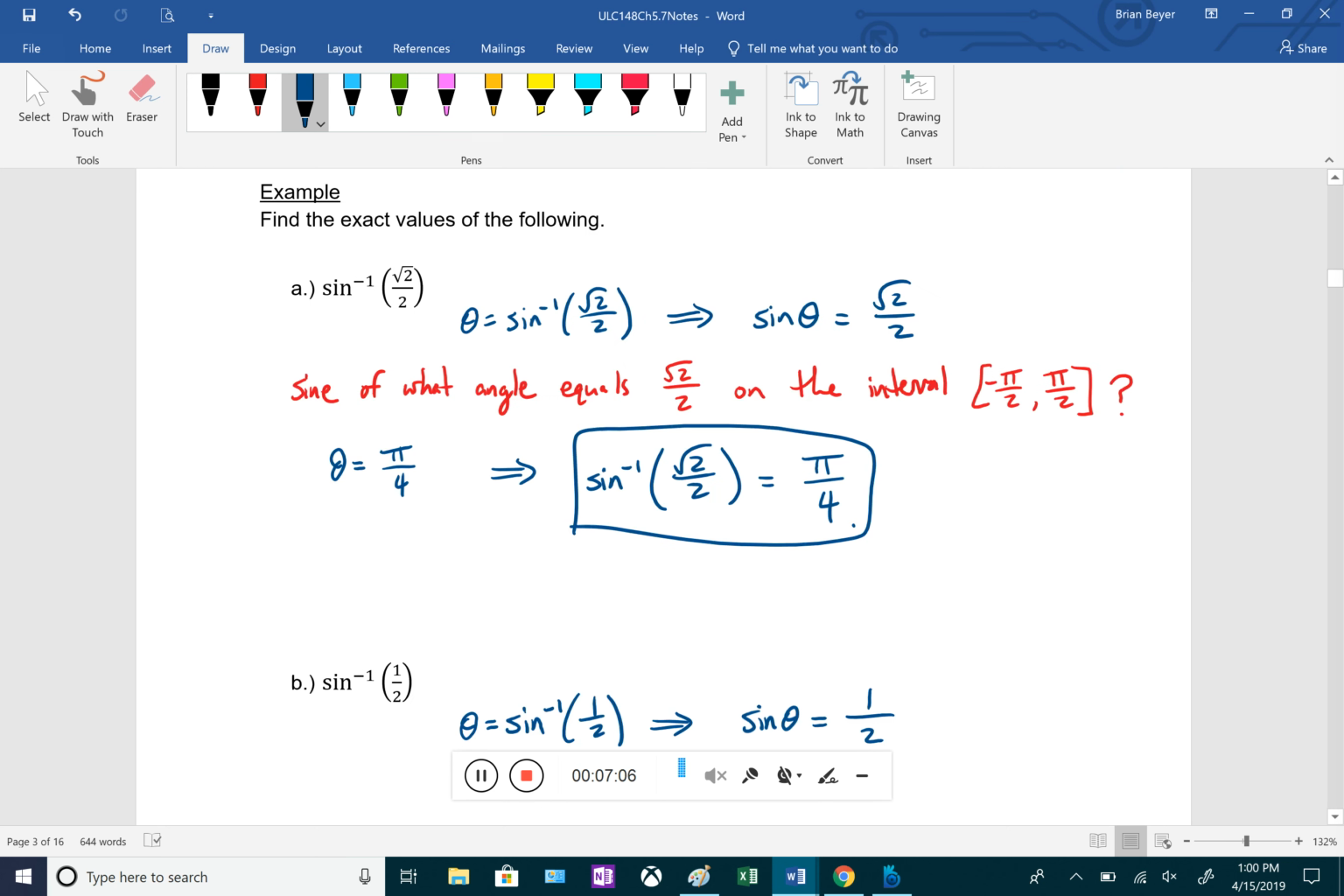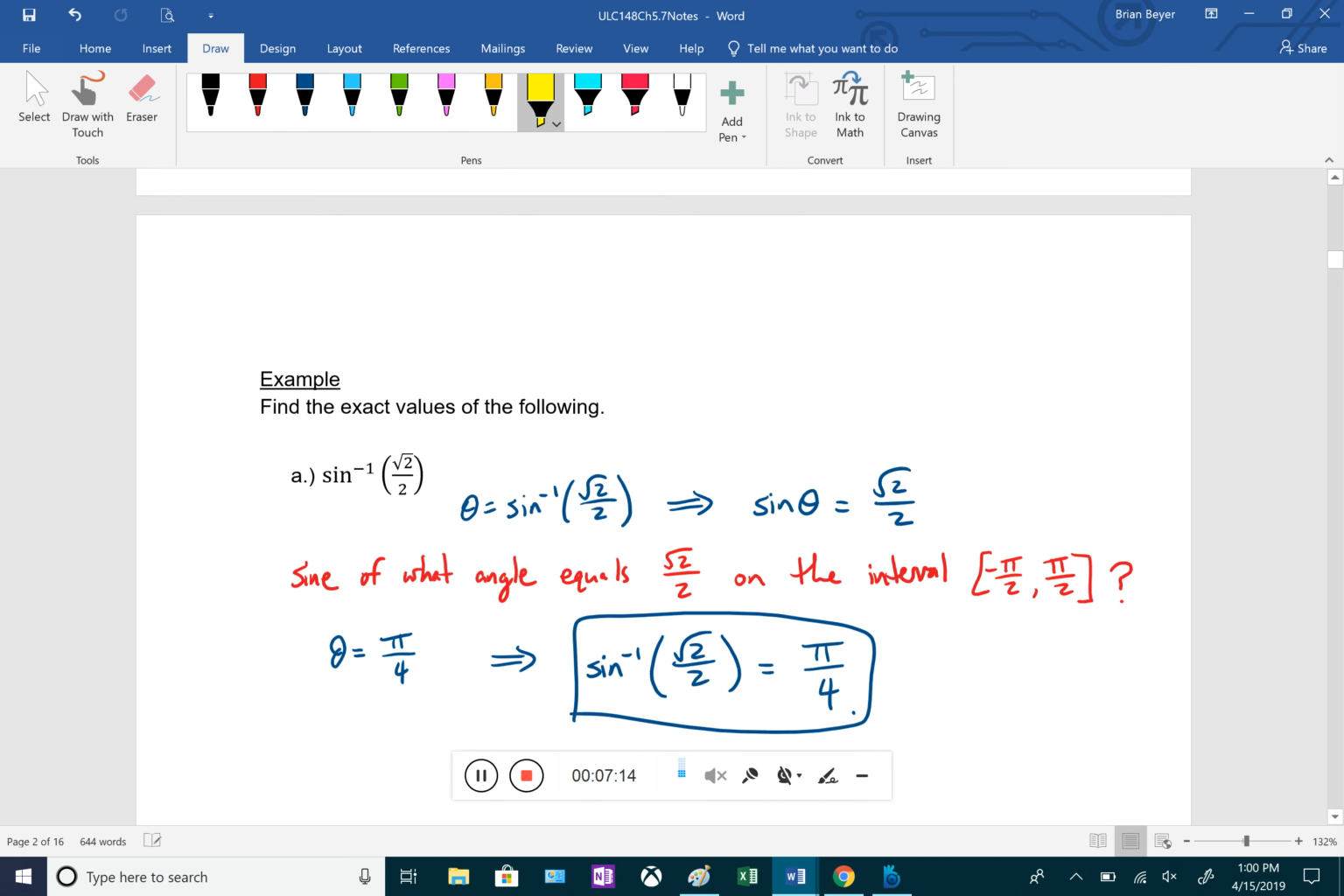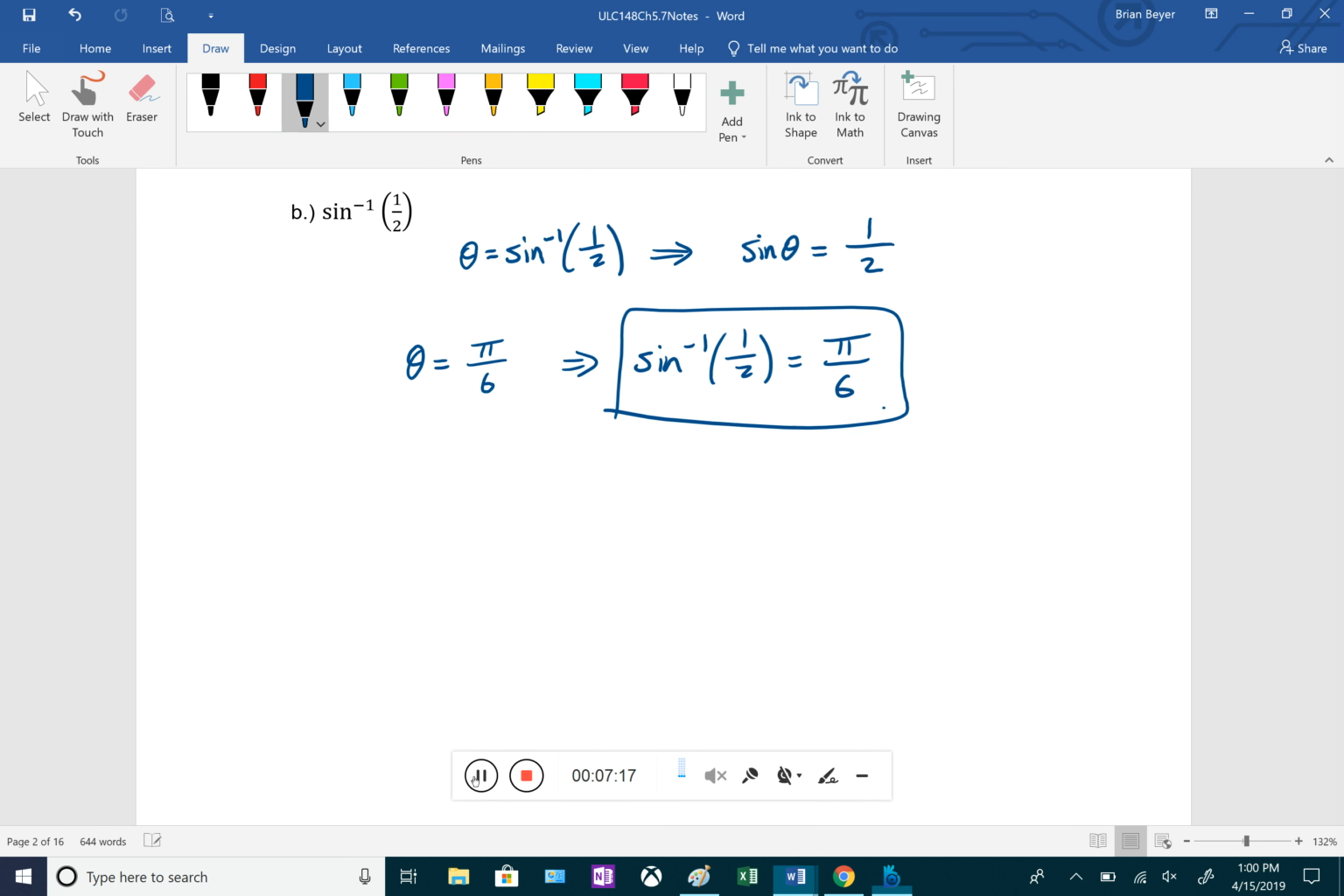So going up to this table, we're looking for 1/2. So we actually find it right here. And the angle that gives it to us is pi over 6. So our answer here is pi over 6. So sine inverse of 1/2 is pi over 6, and that's because sine of pi over 6 equals 1/2.